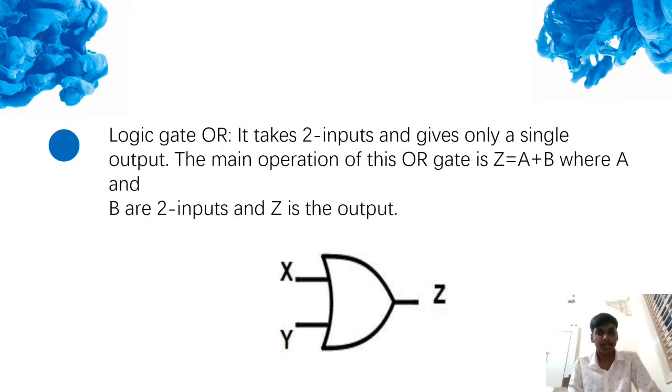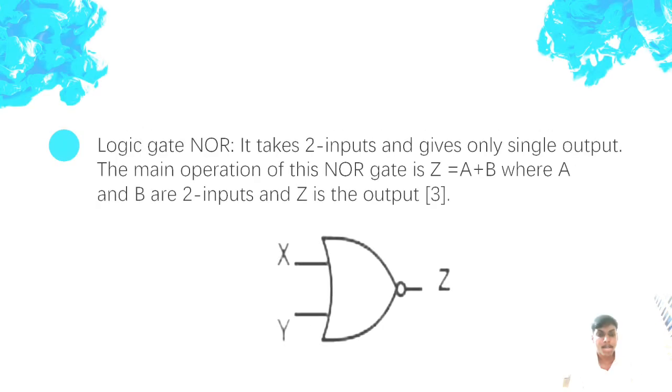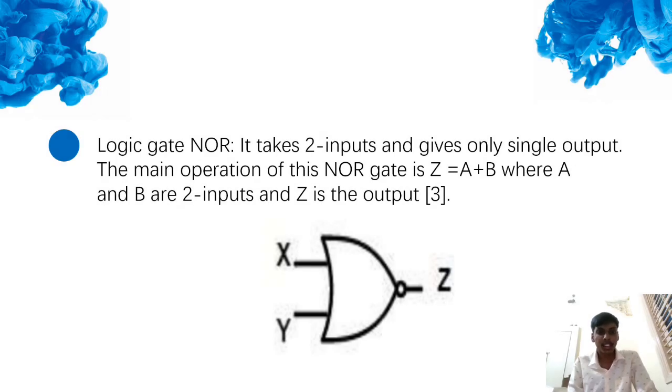Logic gate OR takes two inputs and gives only a single output. The main operation of this OR gate is Z equals A plus B, where A and B are two inputs and Z is the output. Logic gate NOR takes two inputs and gives only one output. The main operation of this NOR gate is Z equals A plus B complemented, where A and B are two inputs and Z is the output.